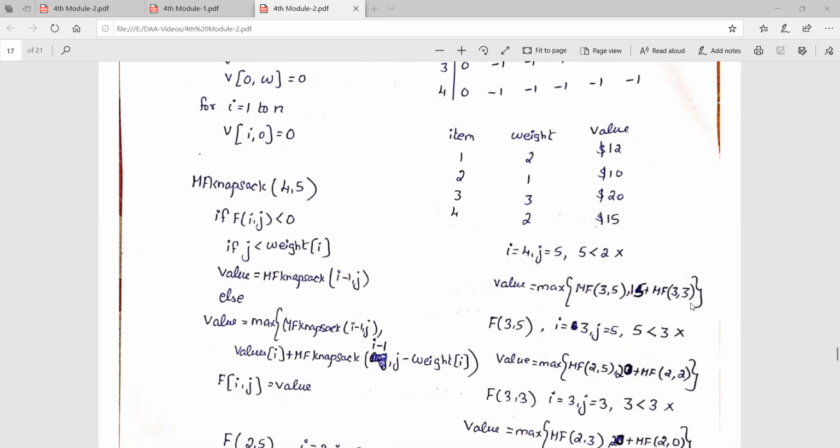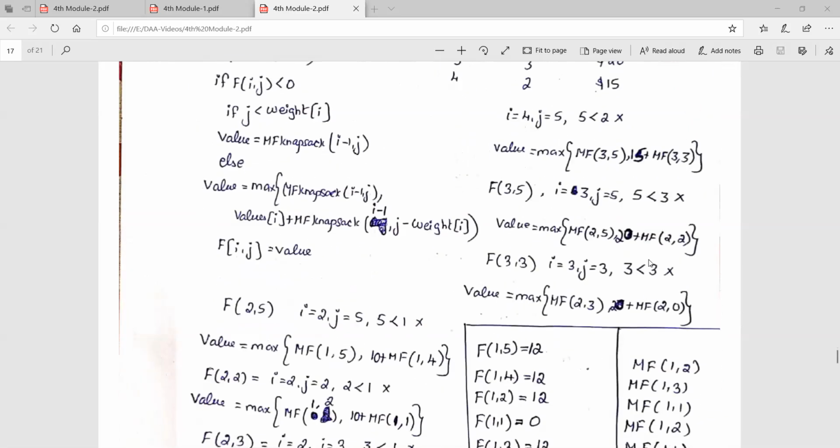So 5 minus 2, it will be 3. Okay. So now 3 comma 5 and then 3 comma 3. Do you know the value of 3 comma 5 and 3 comma 3? No, we don't know the value of 3 comma 5 and 3 comma 3. So this we are saying is a bottom up approach. Okay. So the value we are storing in the table, that will be the top down. Sorry, this will be the top down approach. The value we are storing in the table, that will be the bottom up.